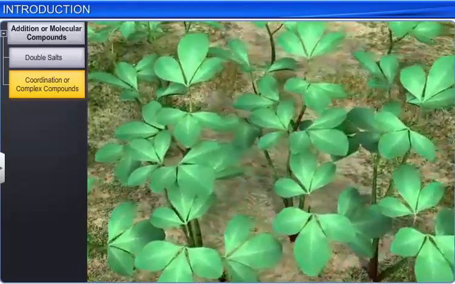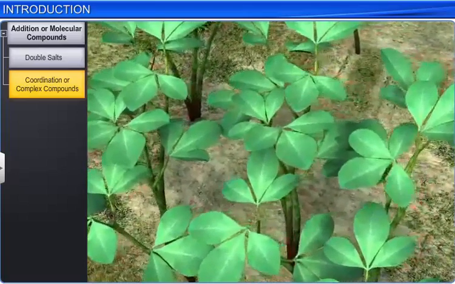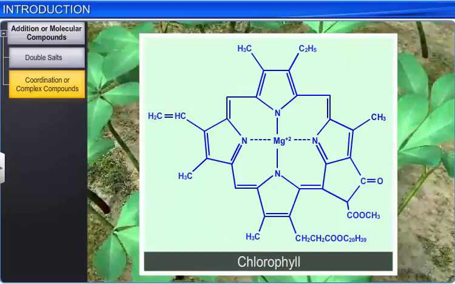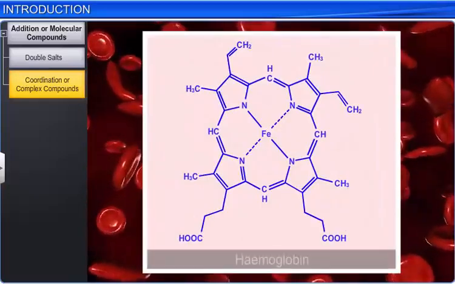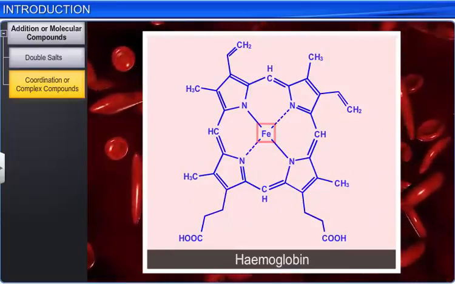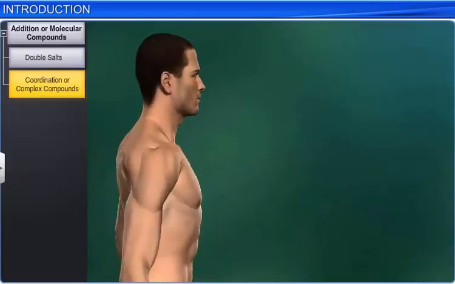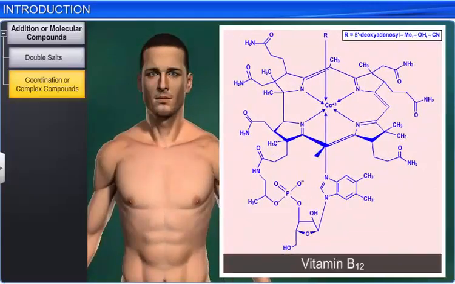Naturally occurring complex compounds are vital to living organisms. For example, chlorophyll is a coordination complex of magnesium. Hemoglobin is a coordination complex of iron, while vitamin B12 is a coordination complex of cobalt.